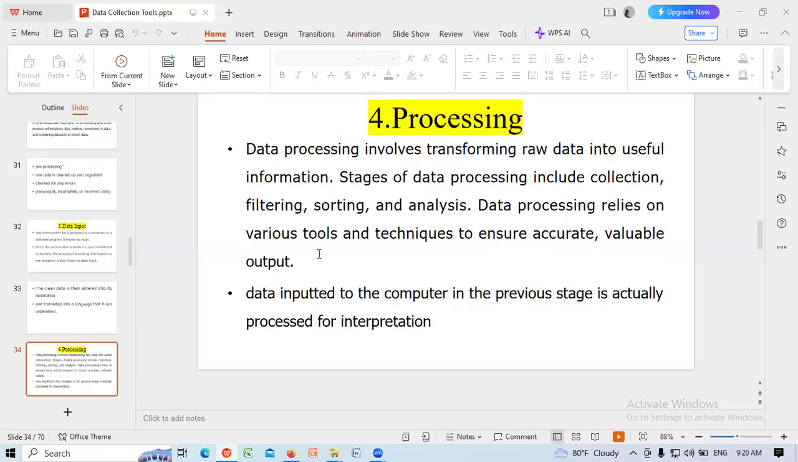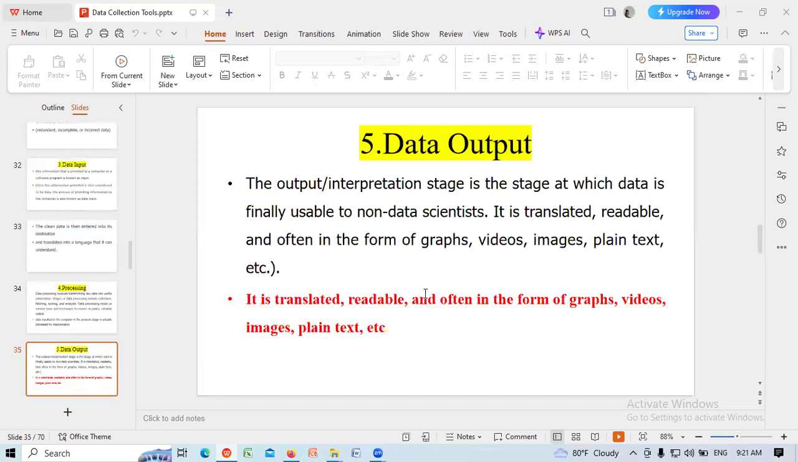Processing: data processing involves transforming raw data into useful information. Stages of data processing include collection, filtering, sorting, and analysis. Data processing relies on various tools and techniques to ensure accurate, valuable outputs. The data input to the computer in the previous stage is actually processed for interpretation.